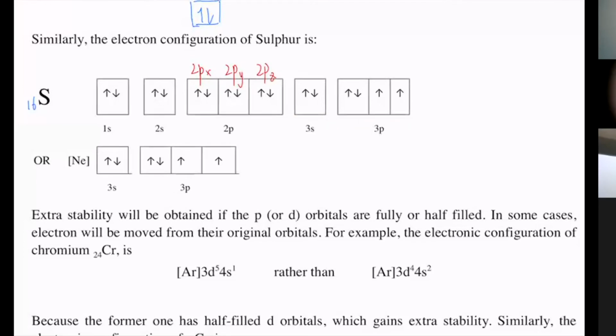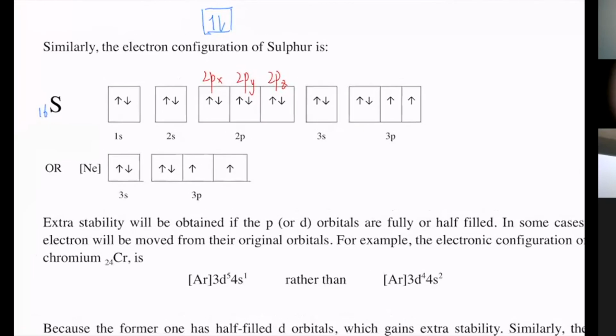Okay, better. So carry on. We have worked up to 2p, so 2, 2, 6, 2p6. And then we go on to 3s orbital, 2 electrons in 3s. Again, 1 spins up, 1 spins down. And then finally 6 electrons in 3p.